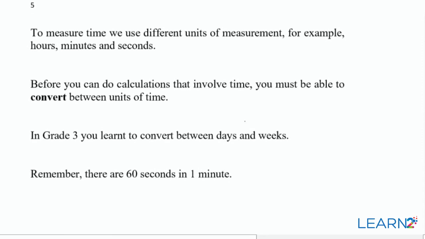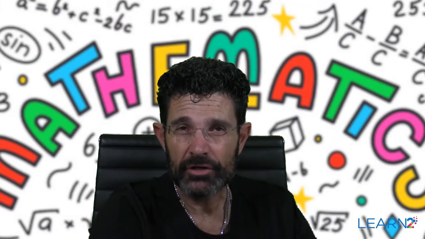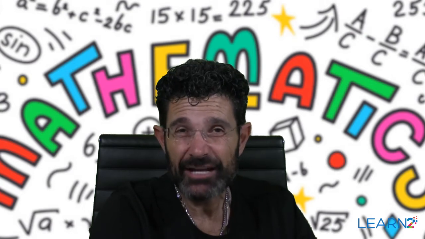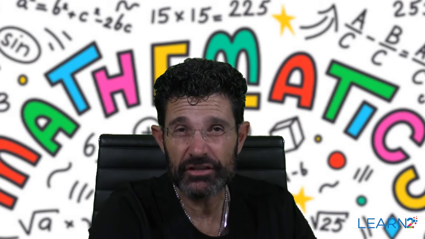Well, first of all, what we have to understand is that to measure time, we use different units of measurement. Sometimes we say hours, sometimes we say minutes, sometimes we say seconds. And how do you know when to use minutes, hours, or seconds? Well, it really means how long does something take? I mean, a day is 24 hours, so you wouldn't convert that to seconds. Let's go and have a look.